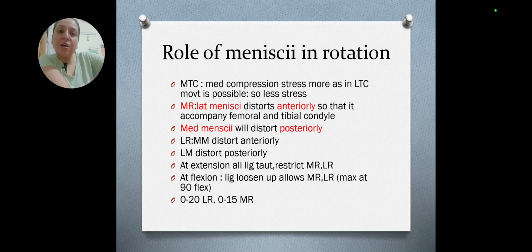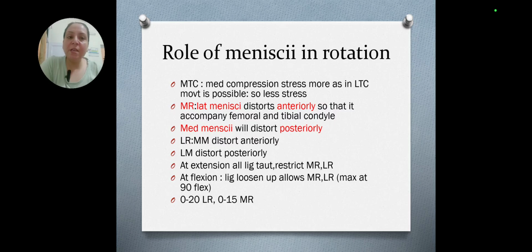In medial rotation, the medial femoral condyle was rolling posteriorly, so there will be posterior distortion of the medial meniscus, and the lateral femoral condyle was rolling anteriorly, so distortion of the meniscus will be anterior. Similarly, when lateral rotation is taking place, the medial meniscus will distort anteriorly and the lateral meniscus will distort posteriorly. In extension, all the ligaments are taut.